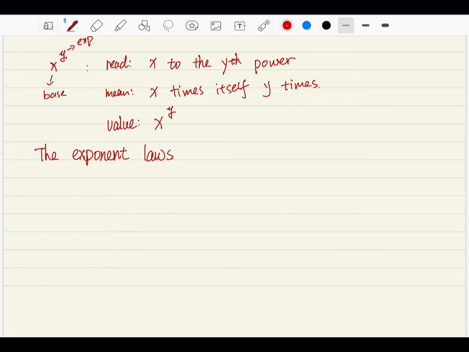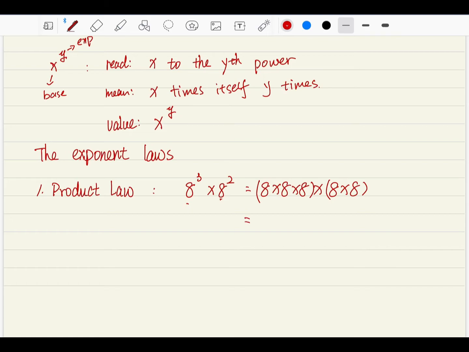The exponent laws. The first law is the product law. Let's look at one example first, like 8 cubed times 8 squared. We can write the first one as 8 times itself 3 times, so it's 8 times 8 times 8, and times the second part, which is 8 times itself 2 times. So now we have 1, 2, 3, 4, 5 eights. So it's 8 to the 5th power.